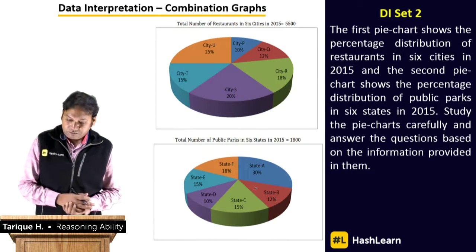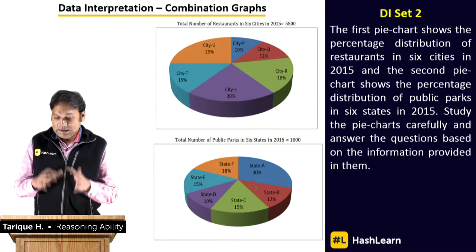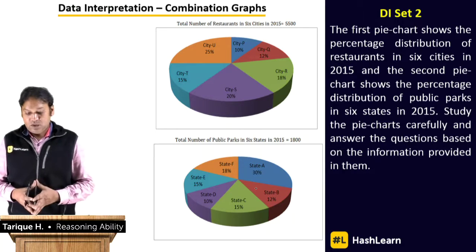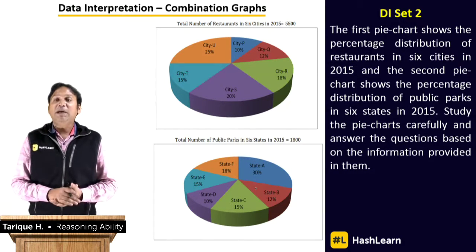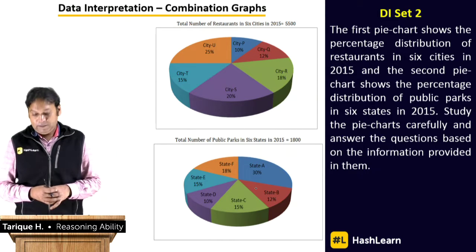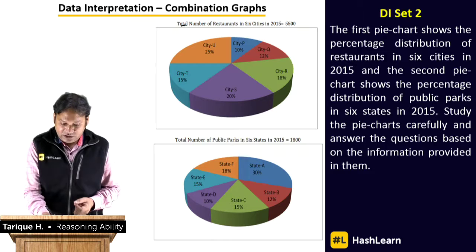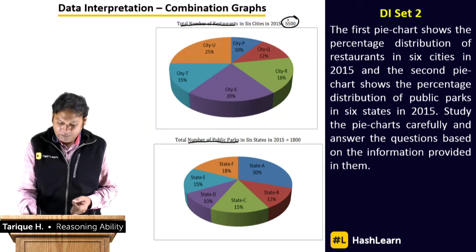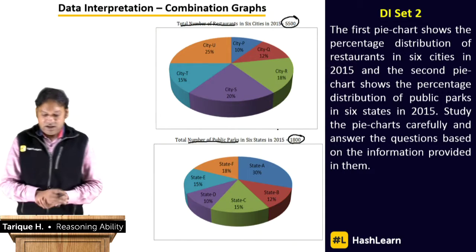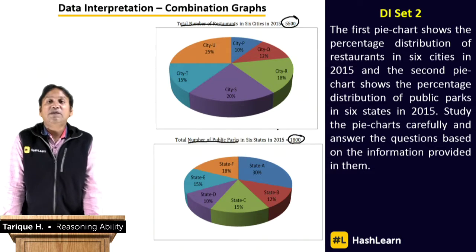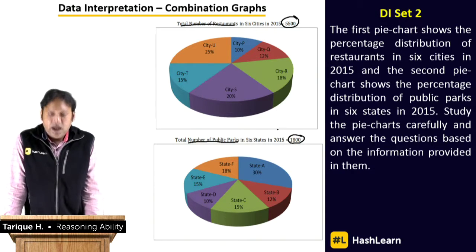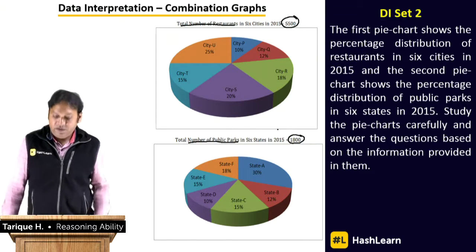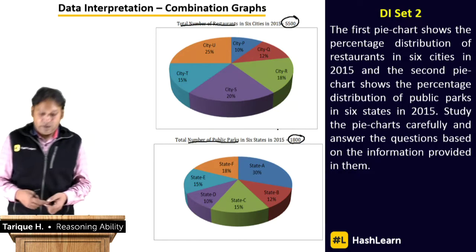So here we have a question. The first pie chart shows the percentage distribution of restaurants in 6 cities in 2015, and the second pie chart shows the percentage distribution of public parks in 6 states in 2015. So 2 pie charts are there. The first gives you the number of restaurants, and the second gives you the number of public parks, and both have separate values here, 5500 and 1800, and we have the year 2015. The first one is for 6 cities, P, Q, R, S, T and U, and the second one is for 6 states, A, B, C, D, E and F. And then you have to combine the information and solve the questions that come along with this.